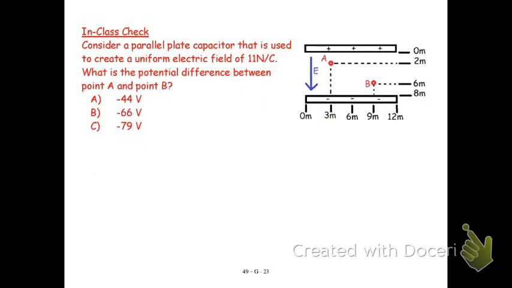Okay. So in this case, consider a parallel plate capacitor that is used to create a uniform electric field. So E equals 11 newtons per coulomb. What's the potential difference between points A and B? So my potential difference is equal to E dotted with D, which equals 11 times my D. What is my D? I'm going to say my D is 4, which equals 44 joules per coulomb, which is a volt.